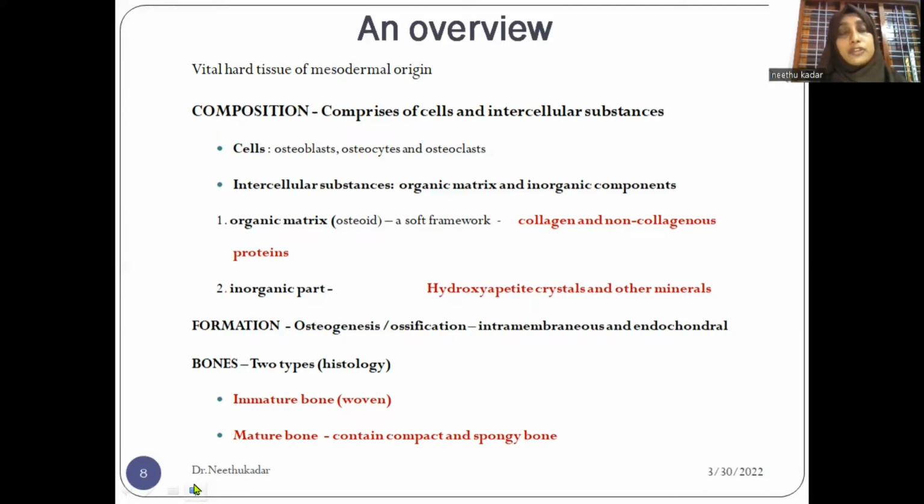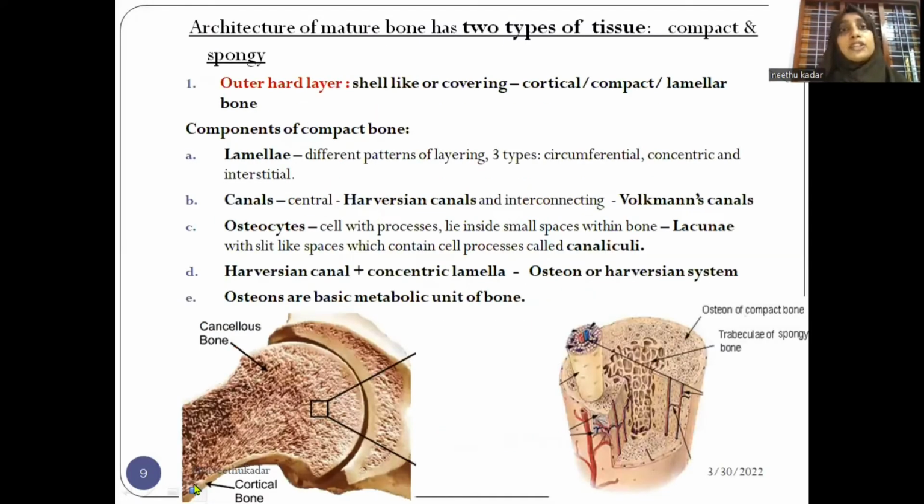Bones, there are two types based on histology: immature or woven bone, and mature bone. The mature bone comprises two parts: the compact bone and spongy bone, which we will be discussing in detail in this topic. Architecture of a mature bone has two types, as I told before. It is the compact and the spongy bone.